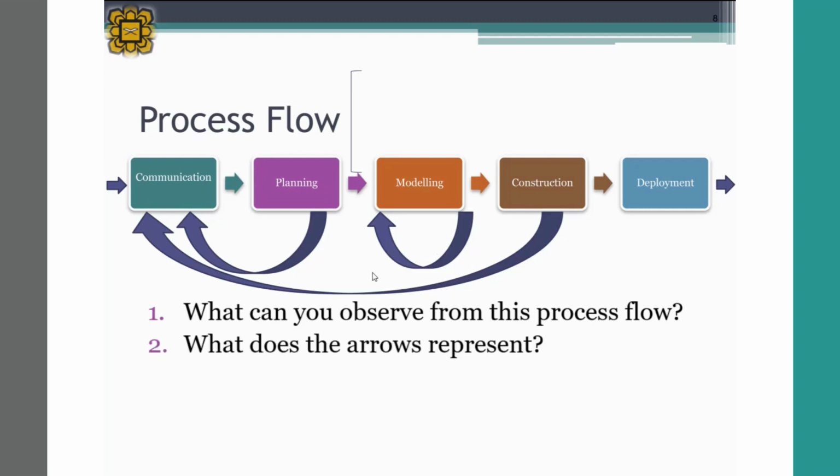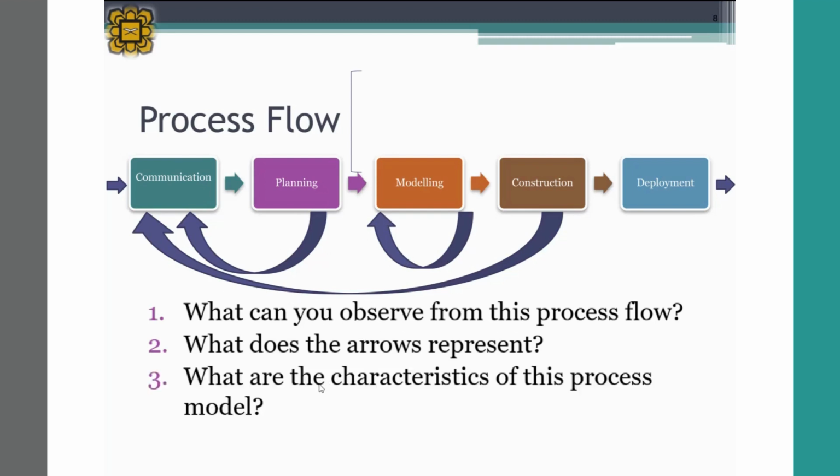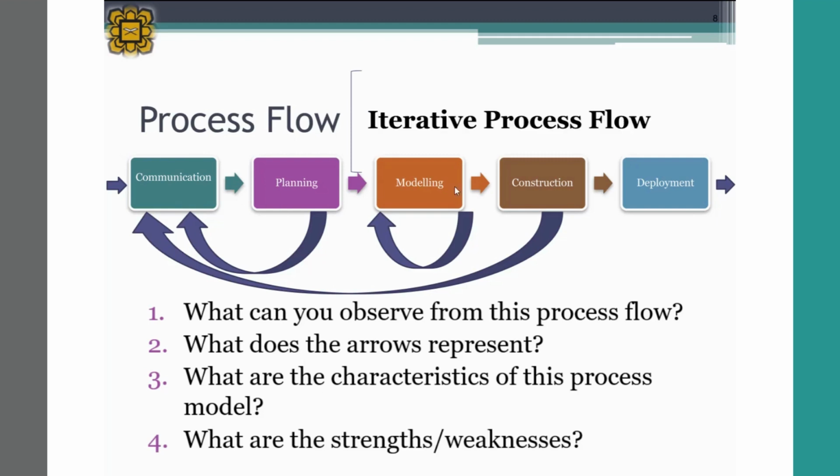Okay, but here we want to focus more on the iteration. So what are the characteristics of this process model? It allows you to go back and make additions to some phases. So you don't have to wait until the end to fix the error like in the linear or sequential process model. That is one of the strengths of the model. So here we want to focus more on the iterative part.